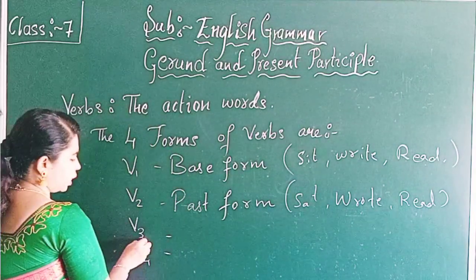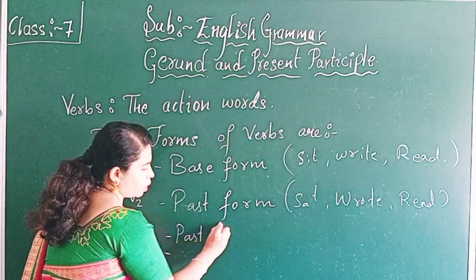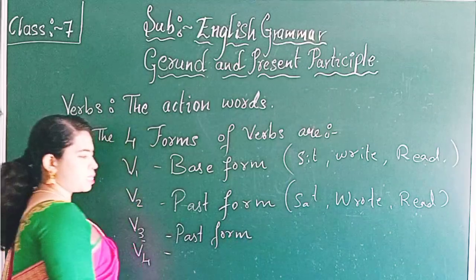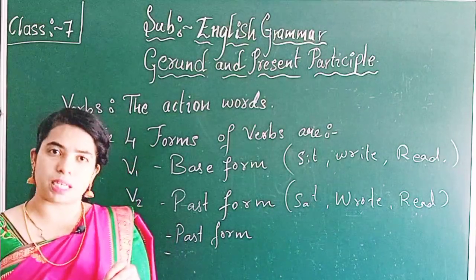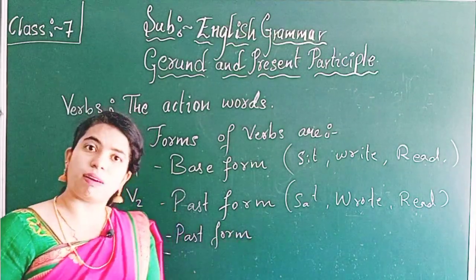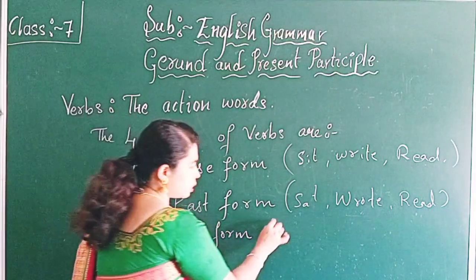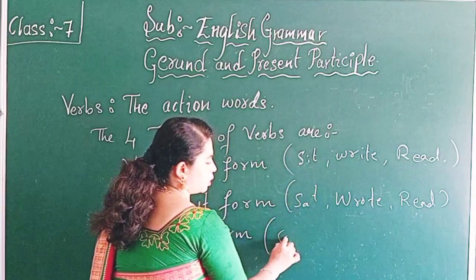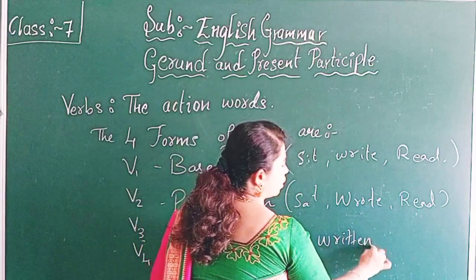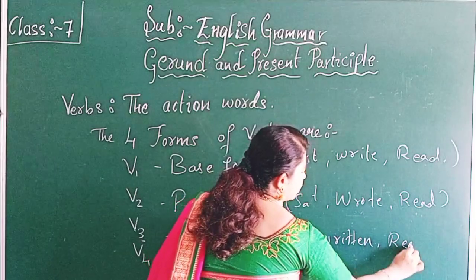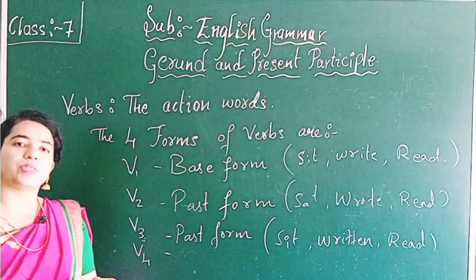Coming to the V3 form. V3 is the past participle form. Whenever we are using the past participle form, the work has already started in past and ended in past. So we have sit, sat, sat; write, wrote, written; read, read, read. These words are called V3 verbs, the V3 form of the verbs.